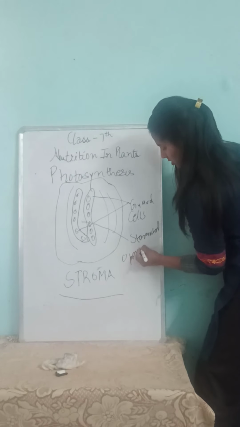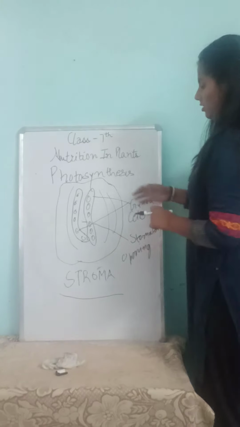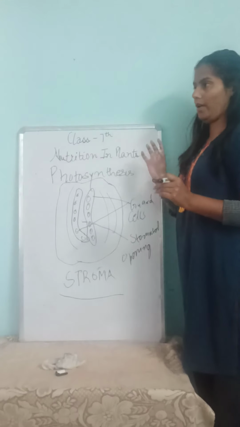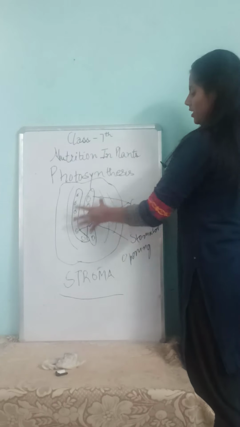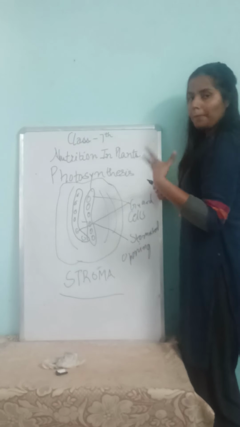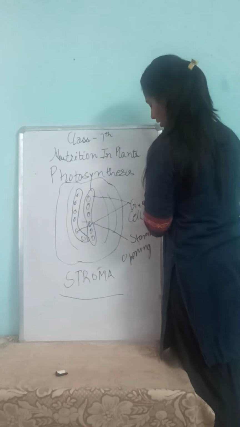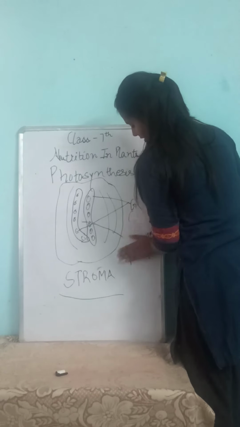So this is the diagram of stomata, and that's why the leaf has the green color. All these cells are very essential in making the food, and the pigment in the leaves is the green color. So this is the diagram.